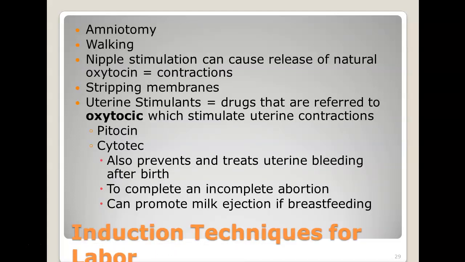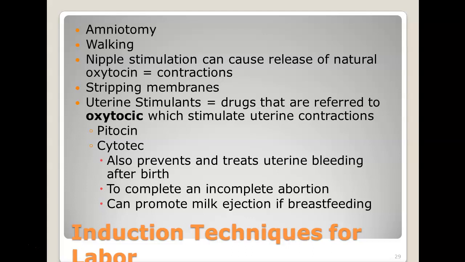Different techniques to induce someone can be an amniotomy, which is breaking the water, having the mom do a lot of walking, or instructing nipple stimulation, which, if the mother does this, can cause the release of natural oxytocin, and this will then bring on contractions. A physician could do something called stripping the membranes, which separates the membranes around the cervix. That releases prostaglandins, which we know is one of the theories of what puts someone into labor. So that's another way to induce.